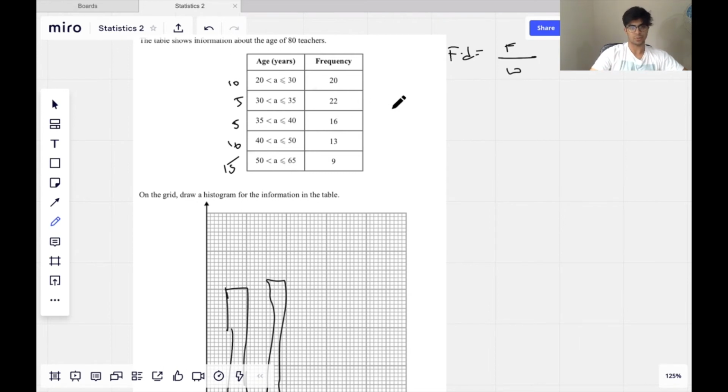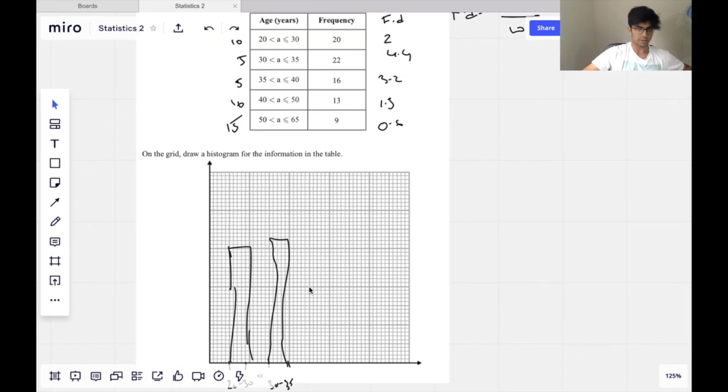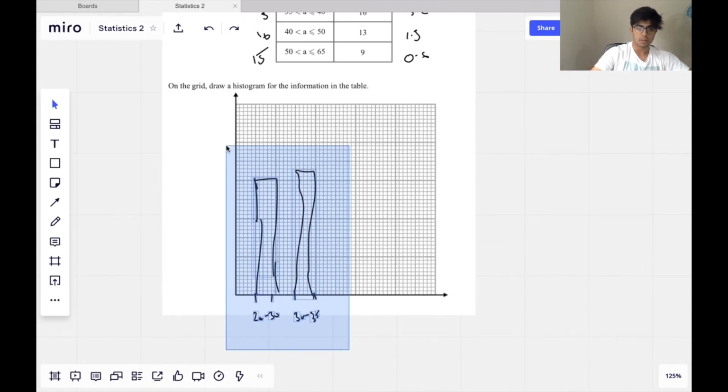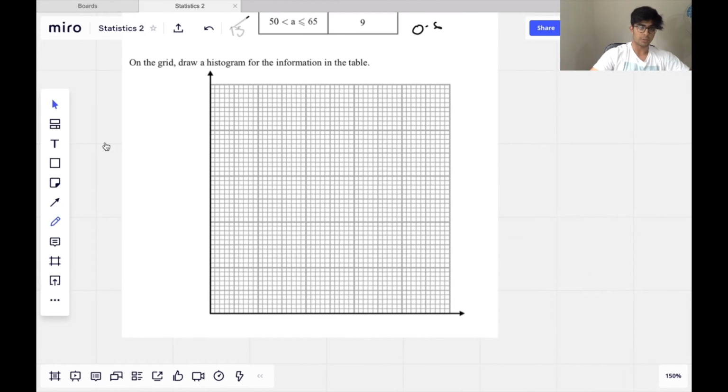And you just have to plot that. So you do frequency density, FD: 20 divided by 10, 22 divided by 5, which is 4.4, 16 divided by 5, 3.2, 13 divided by 10, 1.3, 9 divided by 15, 0.6. And you've got frequency densities now. Now you have to undo that, and now you ought to plot this. So on the left, you'll write frequency density.